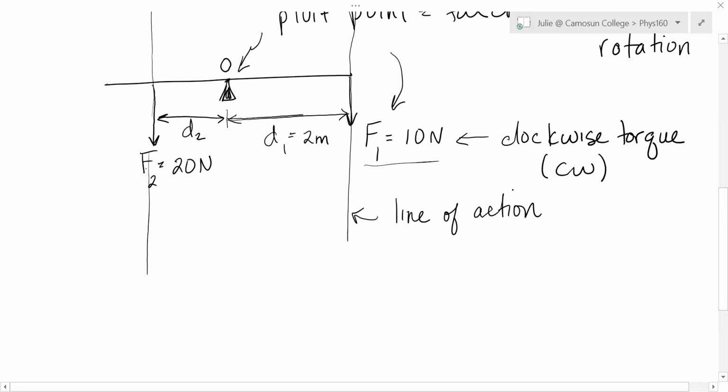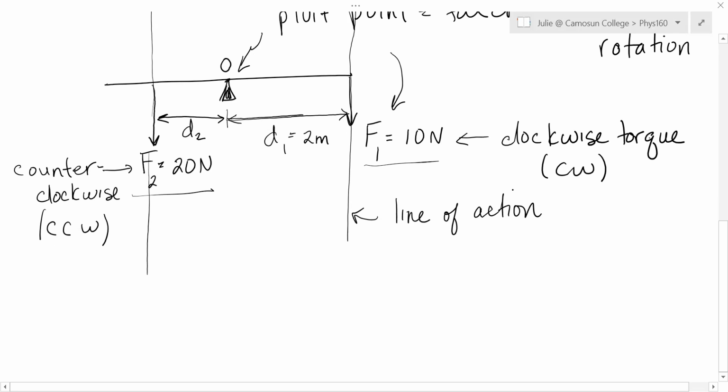torque. So we usually just say CW. But over here, if you look at F2 and put your finger on O and then just let F2 make this teeter-totter rotate, it's going to try to go counterclockwise. So this one produces a counterclockwise torque. Now, conventionally, we do counterclockwise as positive in physics and clockwise as negative.